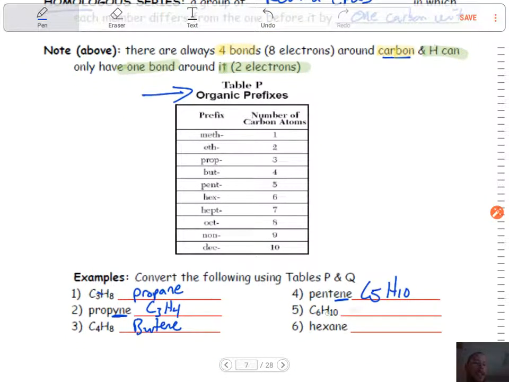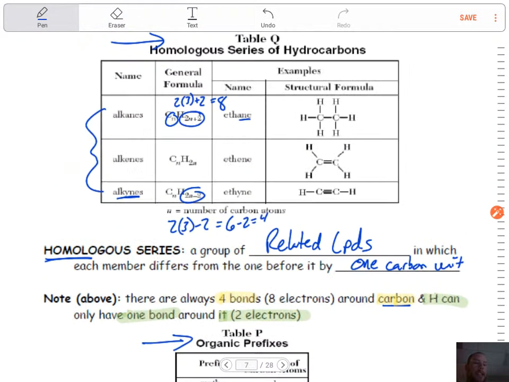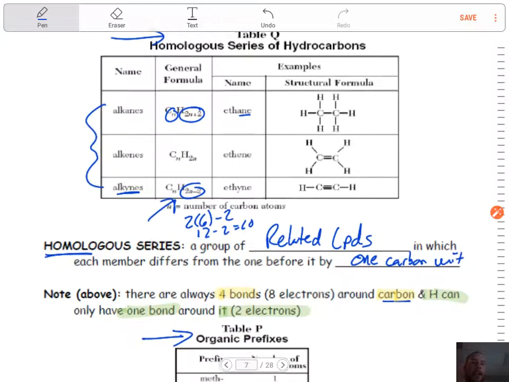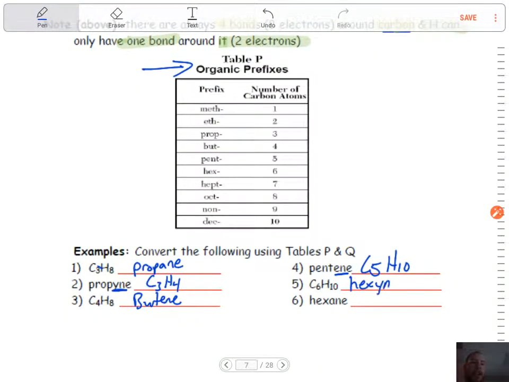C6H10. C6 is going to be hex. Now 10, I got to figure out, well, okay, which formula will that follow? All right, it's going to actually be this guy. So 2 times 6 minus 2, that's 12 minus 2 equals 10. That's how I get my 10, so it's hexyne. It's going to be my ending. And hexane, so C6, ending ane is an alkane, so it's 2N plus 2. All right, so 2N, 2 times 6 plus 2, so 12 plus 2 equals 14.